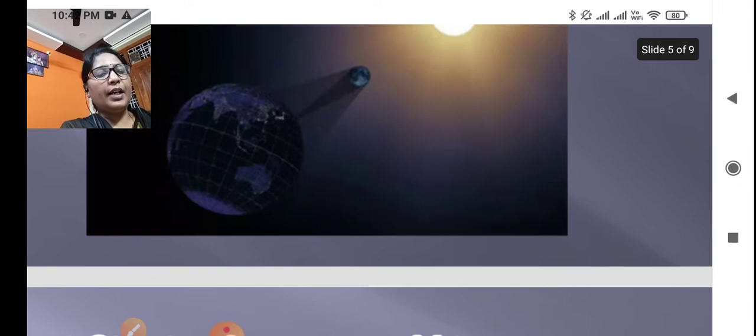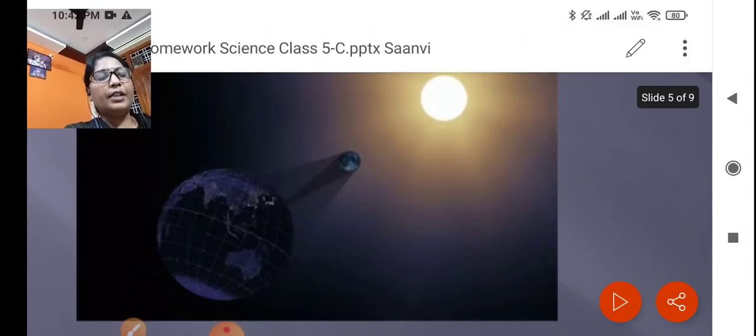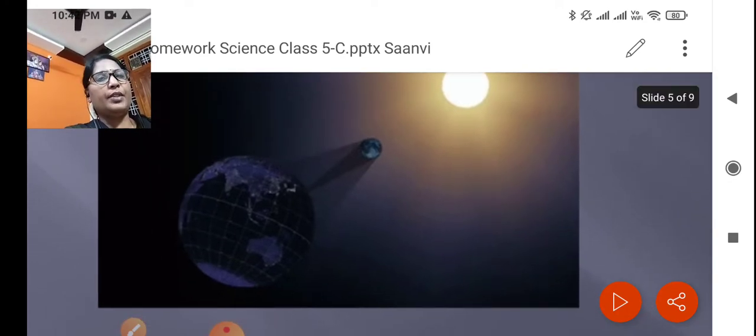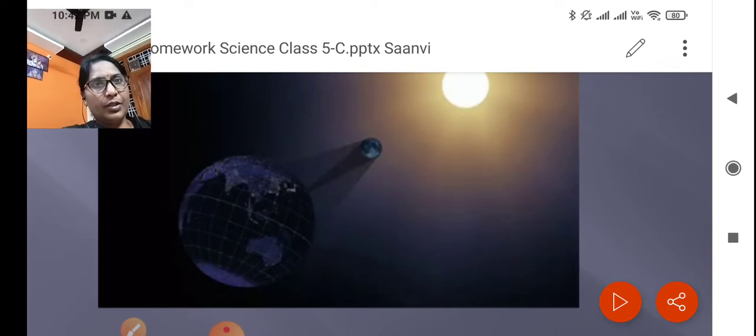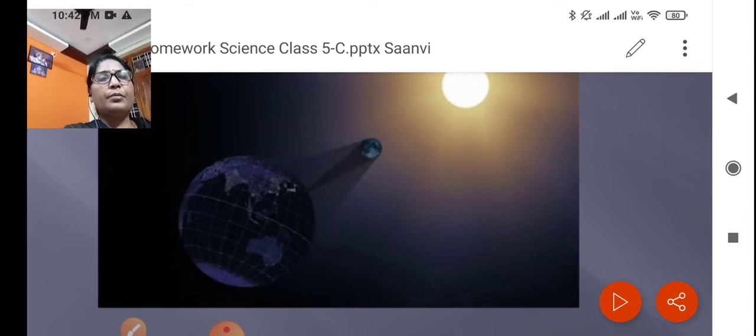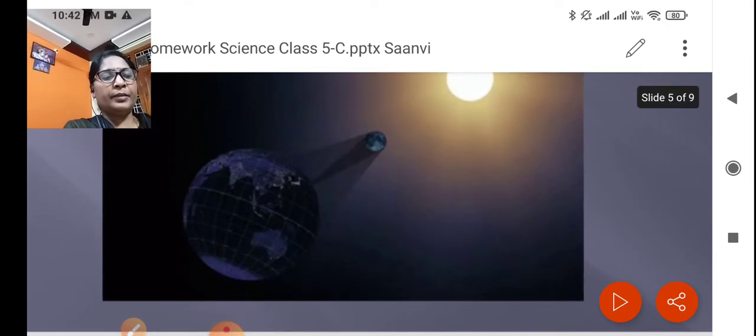When the moon hides the sun partially, it is called a partial solar eclipse. It occurs only on the new moon day. We can see a solar eclipse even in the daytime. It becomes completely dark because the moon covers the total sunlight, so its shadow will form on the earth.